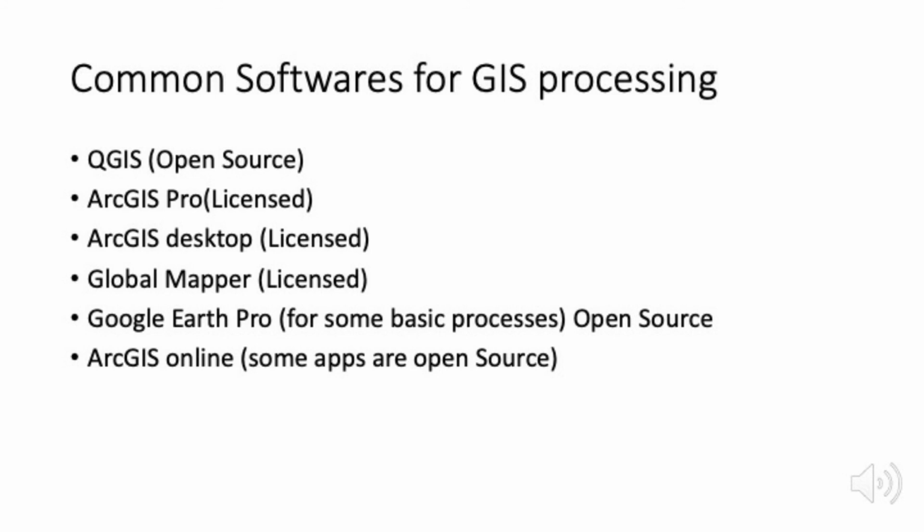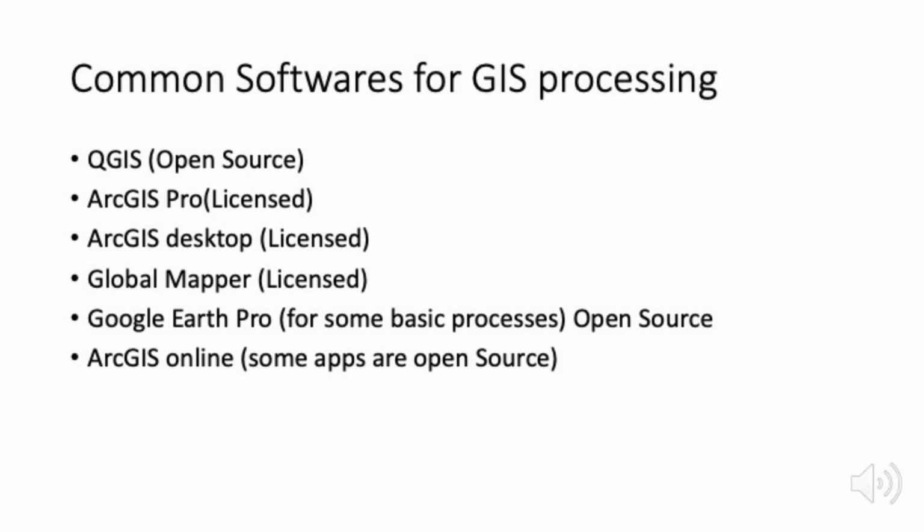So common software that we use for GIS analysis, if it is open source, is QGIS, and ArcGIS Pro is very common to use, but it is licensed, so you'll have to buy a license from Esri's website. And ArcGIS Pro is the latest. ArcGIS Desktop has been used for almost 20 plus years. Global Mapper is also a software that is commonly used, but it is also licensed.